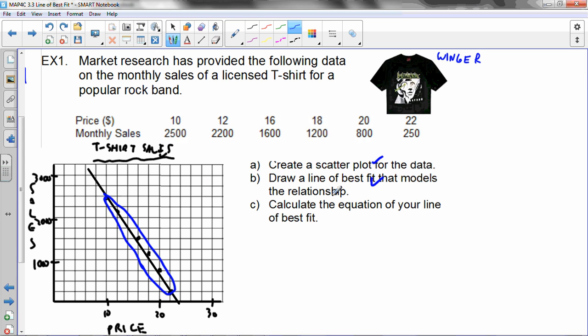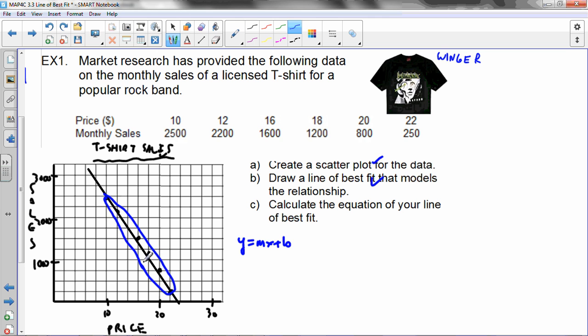Draw a line of best fit that models the relationship. And we can see it's a negative correlation. Calculate the equation of your line of best fit. See, now we're talking. Y equals mx plus b, where we want to pick 2 points that are on or close to on our line. And I could pick dots that were in the table, or I could pick nice points that are on the graph.